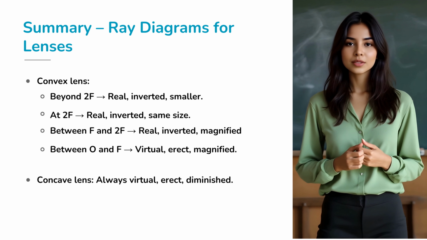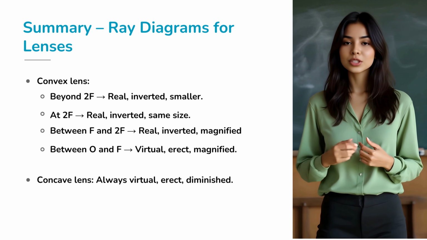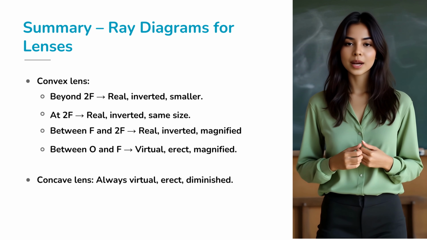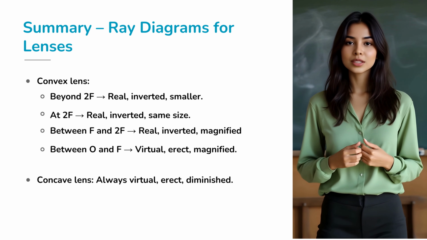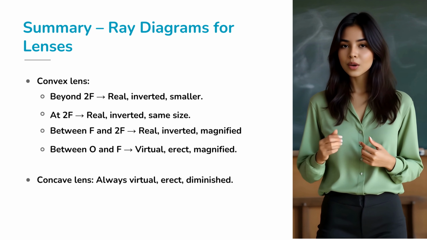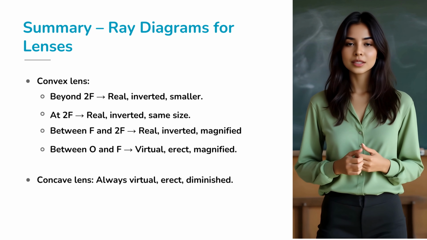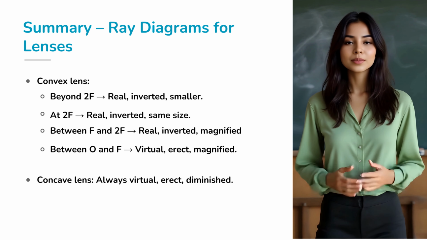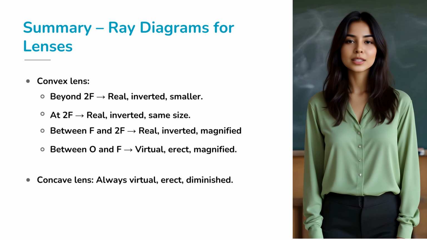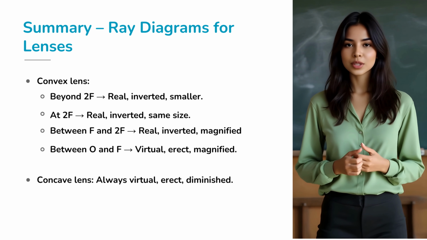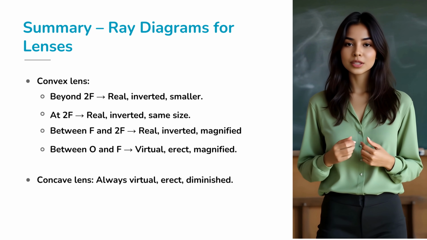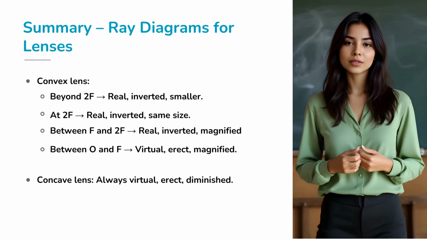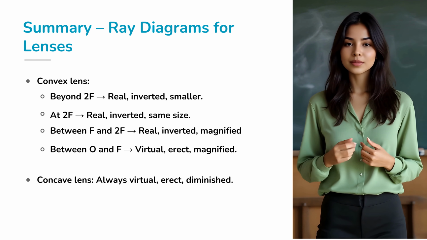Between O and F, here's the special one. The image is virtual, upright, and magnified. That's how magnifying glasses help you read small print. Now compare this with the concave lens, which is far more predictable. No matter where you place the object, the answer is always the same. The image is virtual, upright, and diminished. That's why concave lenses are perfect for spectacles correcting short-sightedness.